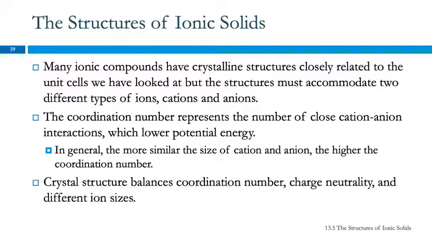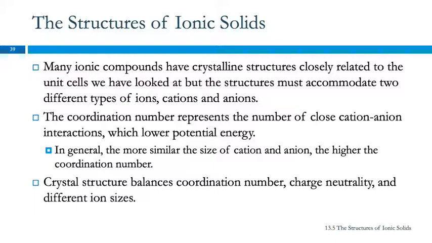So back to the structures of ionic solids. Ionic solids typically have crystalline structures that are very closely related to the unit cells that we looked at, but in an ionic compound we have two different kinds of particles. We've got the cation and the anion, so we don't just have one type of ball. Now we've got like oranges and limes or something, and we're trying to put these things together. And then we also have the restriction that we have to have a particular ratio of cations to anions.